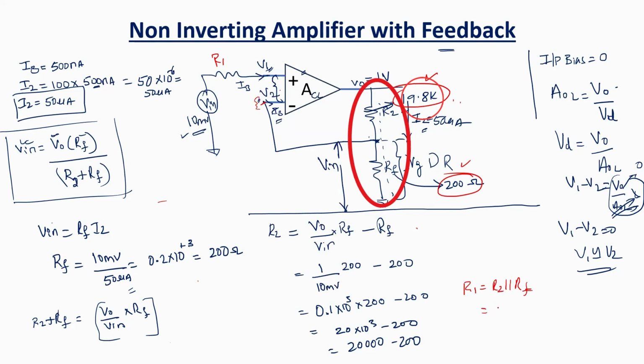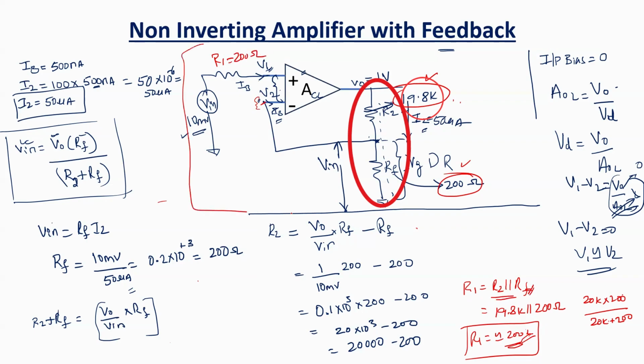So what is R2? 19.8K parallel with 200 ohms. So now you can approximate that to 200 ohms. So R1 can be 200 ohms. You got it now. This is the non-inverting amplifier with feedback circuit.